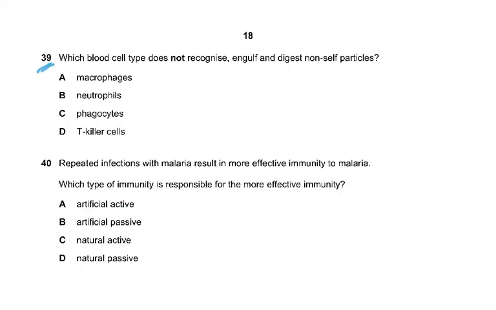Question 39. Which blood cell type does not recognize, engulf and digest non-self particles? It is D. T killer cells cannot do that. Macrophages do that. Neutrophils do that. Phagocytes do that.